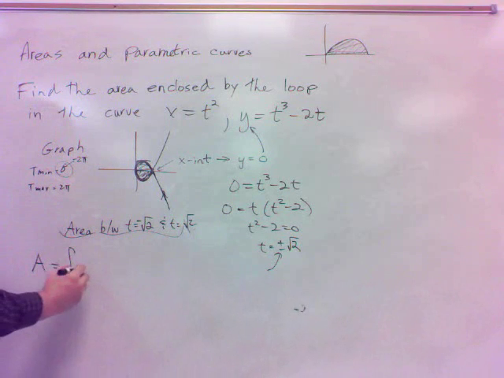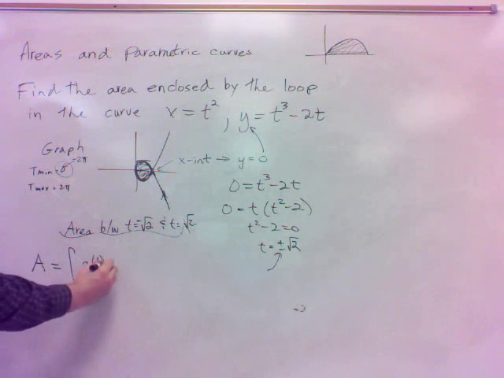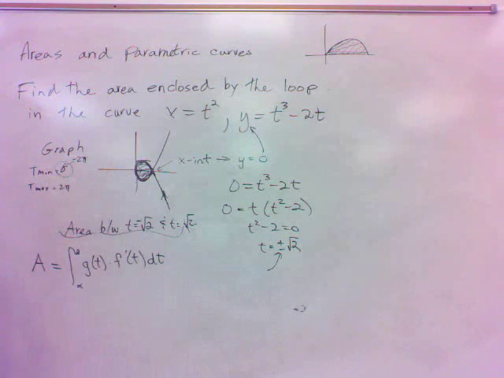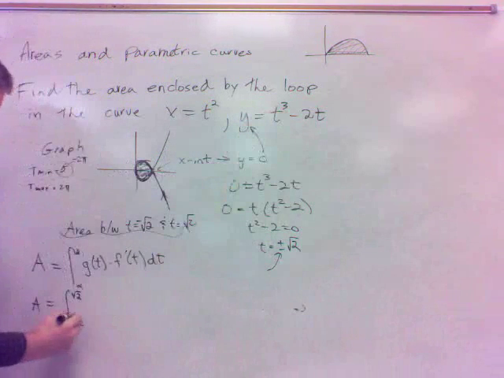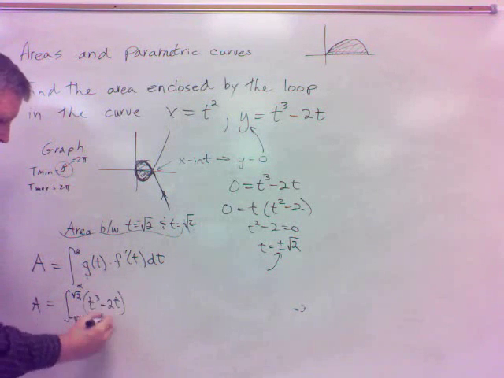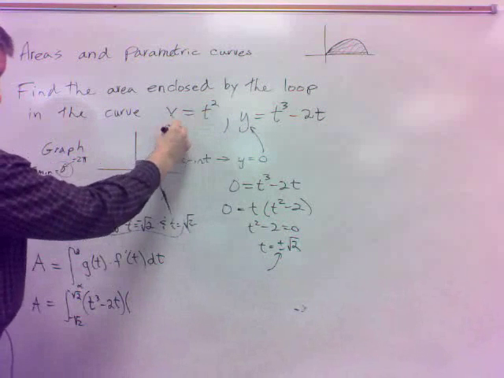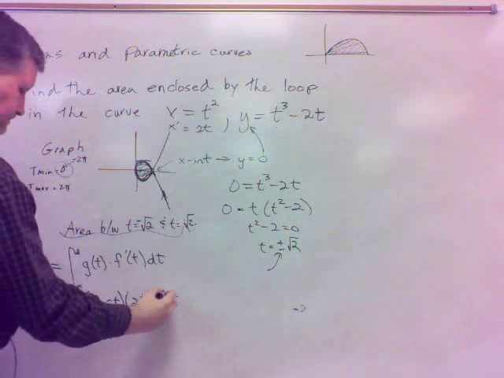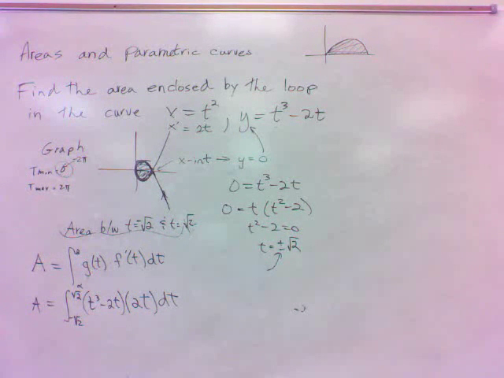That's where I use my formula. Area equals the integral of g of t times f prime of t dt, from alpha to beta, which in this case I found to be negative square root of 2 to positive square root of 2. So what do I get here? It's the integral from negative square root of 2 to positive square root of 2 of g of t, the y, t cubed minus 2t, times f prime, the derivative of x, which is 2t, dt. This is the integral I need right there.